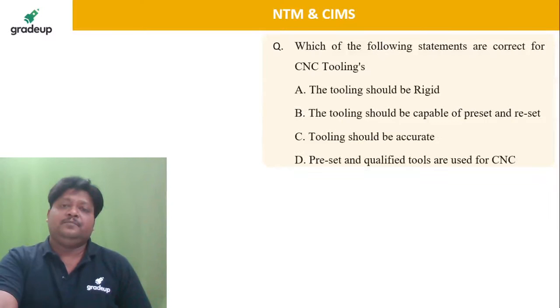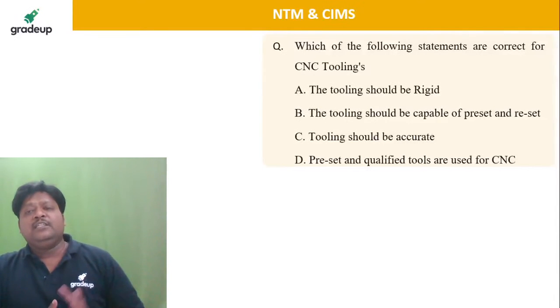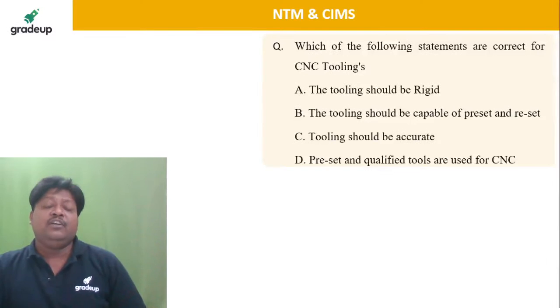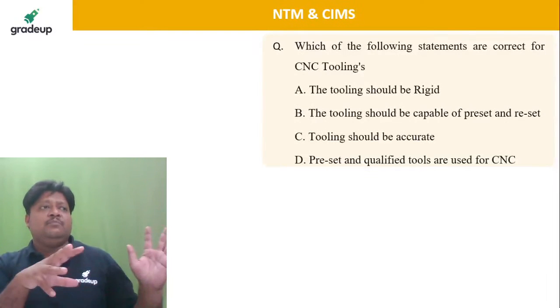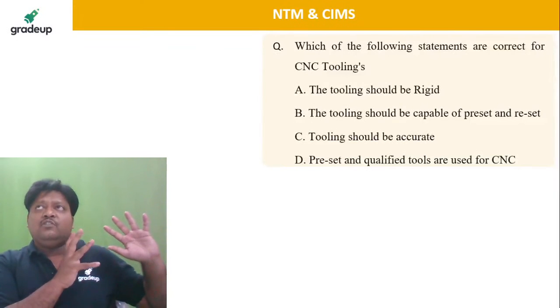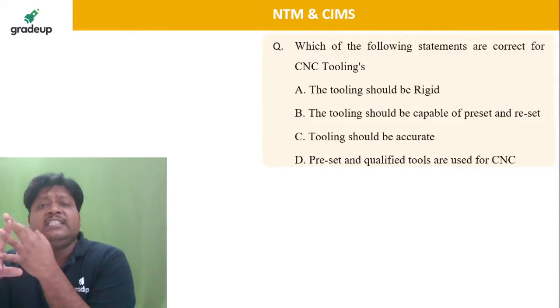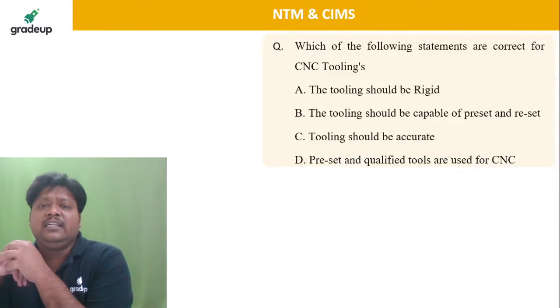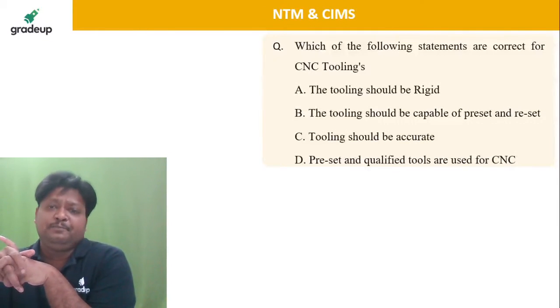Most common. Which one of the following statements is correct for the CNC toolings? Toolings must be rigid. Yes, that is a very important criterion for the tooling used in CNC. The tooling should be capable of preset and reset. That is also a very important property. It can be preset in the tooling laboratory, and directly during setup they can take the fixtures or holding devices and arrange them onto the machine directly. So preset and reset is available. Yes, that is correct. Tooling should be accurate. Yes, no doubt the tooling should be accurate.